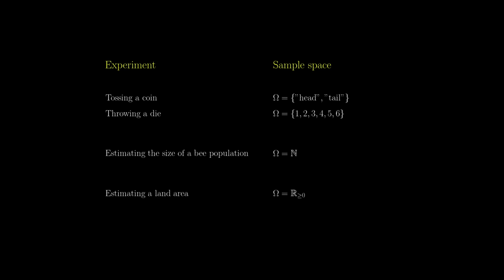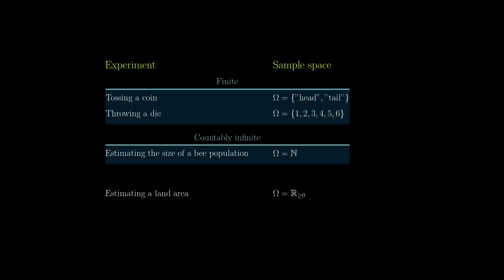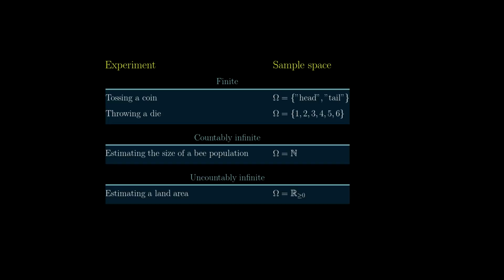Sample space. In probability theory, the sample space is the set of all possible outcomes of an experiment, usually denoted as omega. It can be a finite set, like for tossing a coin or throwing a die. It can be countably infinite, like for estimating the size of a bee population. Or even uncountably infinite, like for estimating a land area.